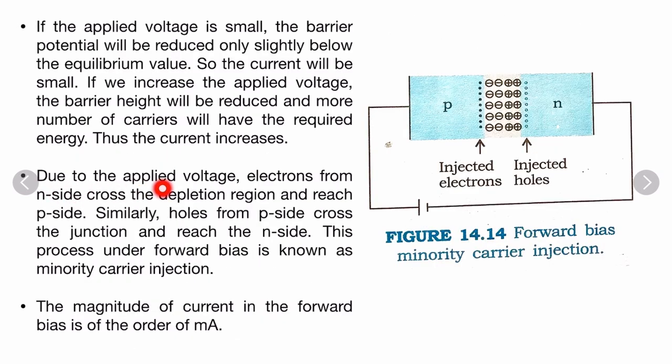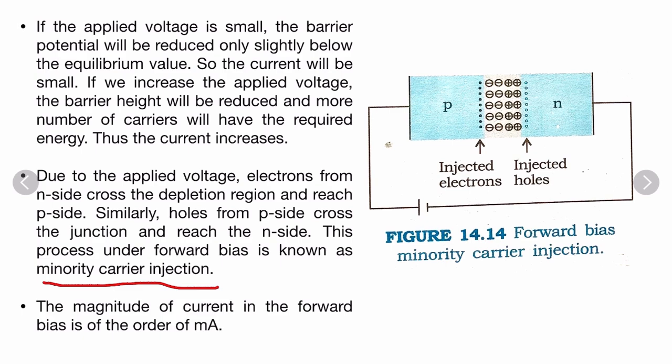Okay, due to the applied voltage, electrons from the N side cross the depletion region and reach the P side. Similarly, holes from the P side cross the junction and reach the N side. This we also talked about in our previous video. This process under forward bias is known as minority carrier injection. So this is the word which you have to know. This is called minority carrier injection.